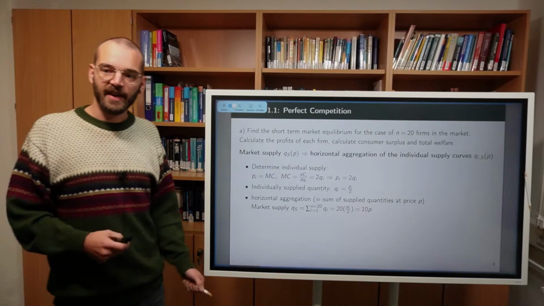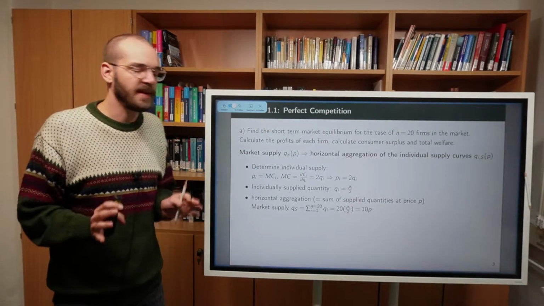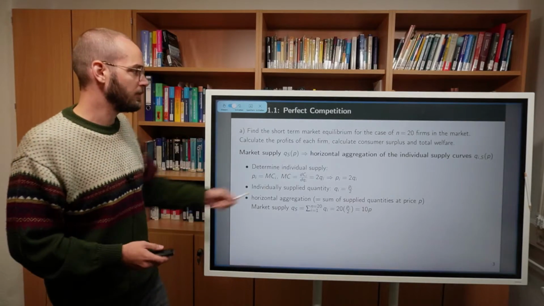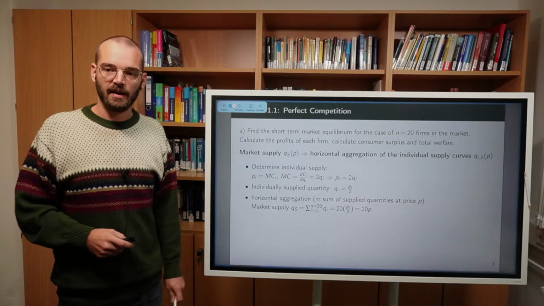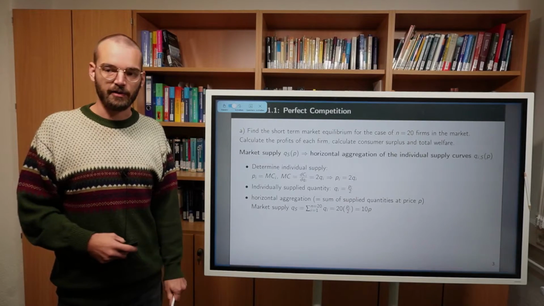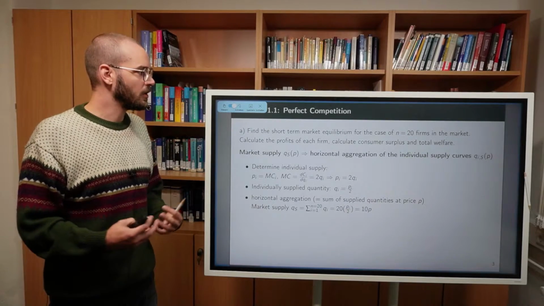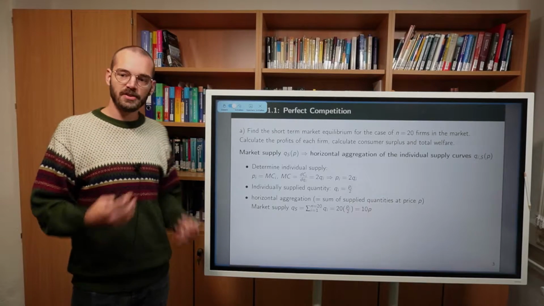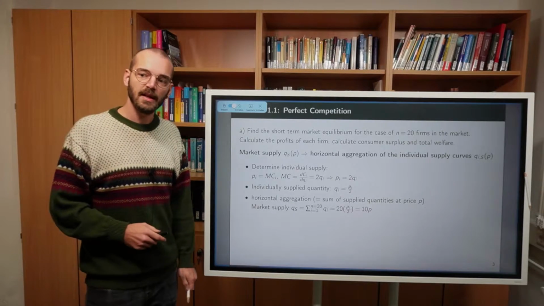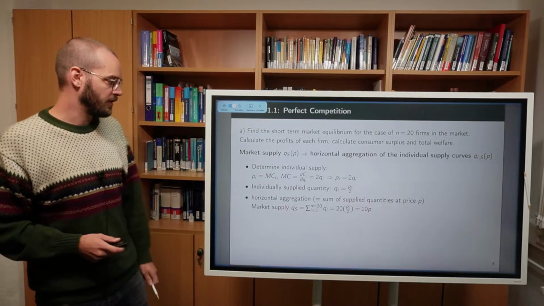Well, we find this supply function by horizontally aggregating the individual supply curves. So we have, by assumption, 20 firms in the market. Each of these firms faces their own costs of production and therefore has its own individual supply function. And if we want to figure out the total supply function of this market, we will need to aggregate over all of these individual supply curves.